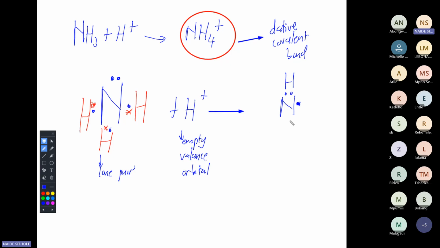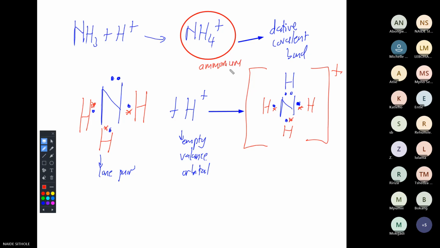Then here we still have what we had. Then we close the bracket with the plus. So what is this called? Ammonium ion. What is this one called? Ammonia. This is what? Hydrogen ion.